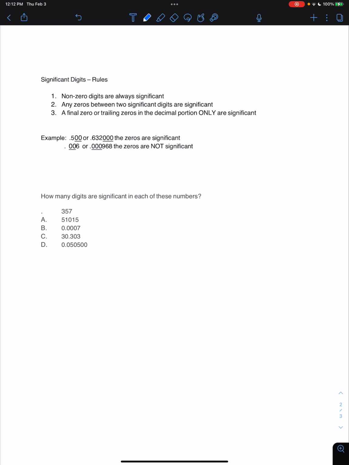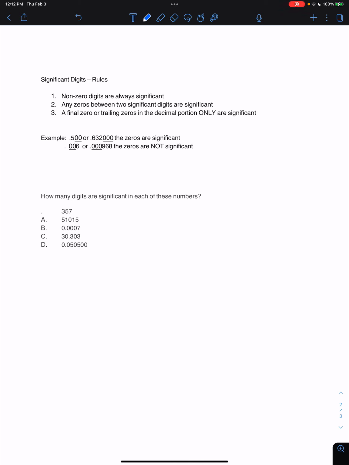So one topic when we talk about error and precision that we have to discuss is significant digits. I want to start with some general rules for finding digits in measurements that are significant.